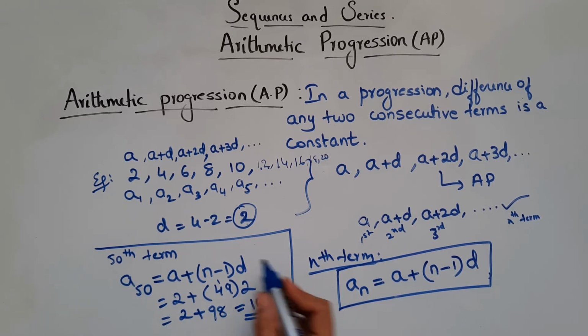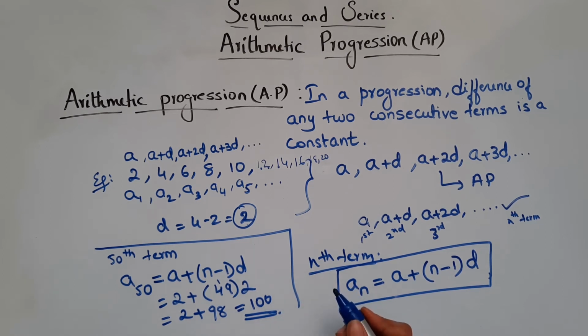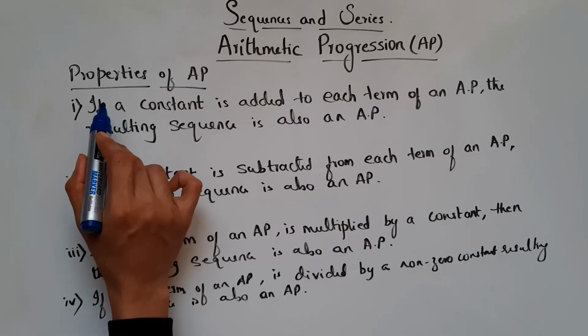So the 50th term is 100. So this is how we can find easily any nth term, right? So I hope this is clear. Now let's move on to properties of AP. But before that, pause the video and note this down. Now let's go through some simple properties of AP.